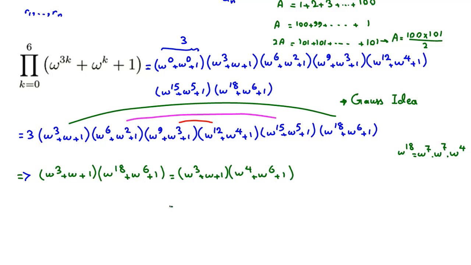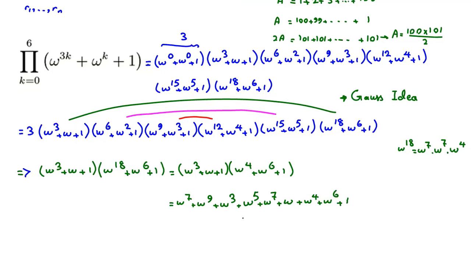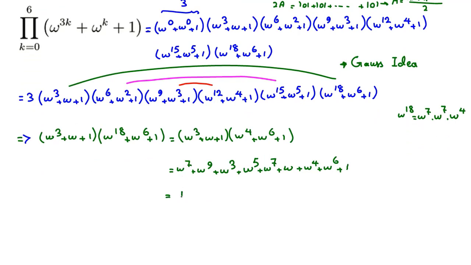Let's calculate. If we multiply W cubed to all of them, it will be W^7 plus W^9 plus W^3. W to all of them, W^5, W^7, W. And if we multiply 1, it will be W^4 plus W^6 plus 1. And then W^7 we know is 1, W^9 we know is W squared because W^7 is 1, W^3, W^5, W^7 is 1, W^4, W^6, plus 1. So here we have 1 plus 1 plus 1, 3.